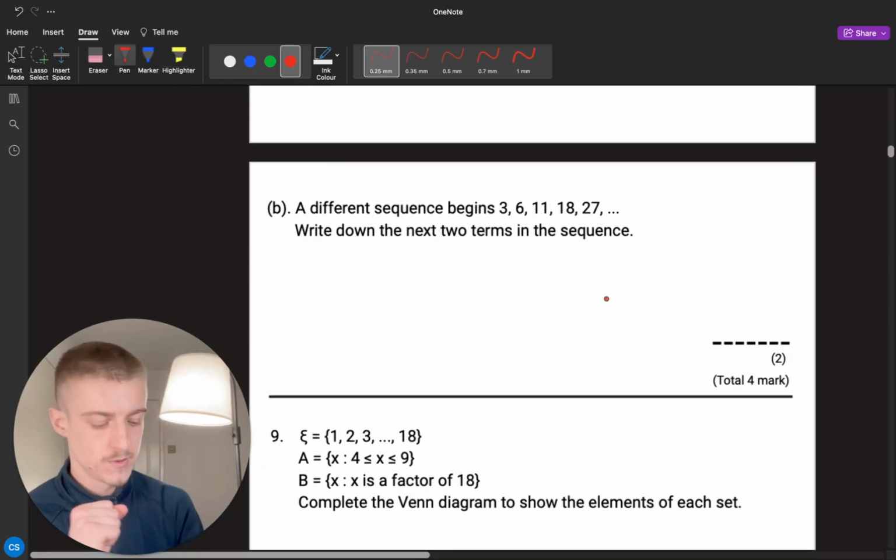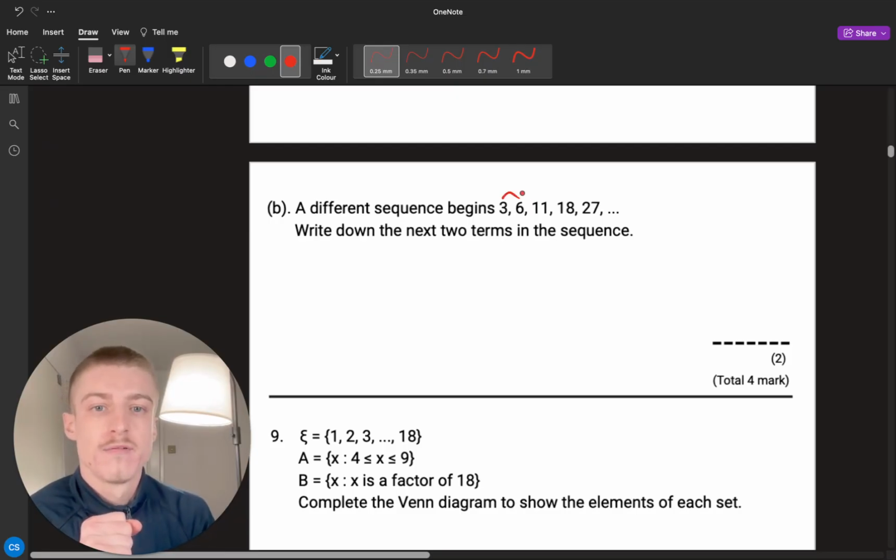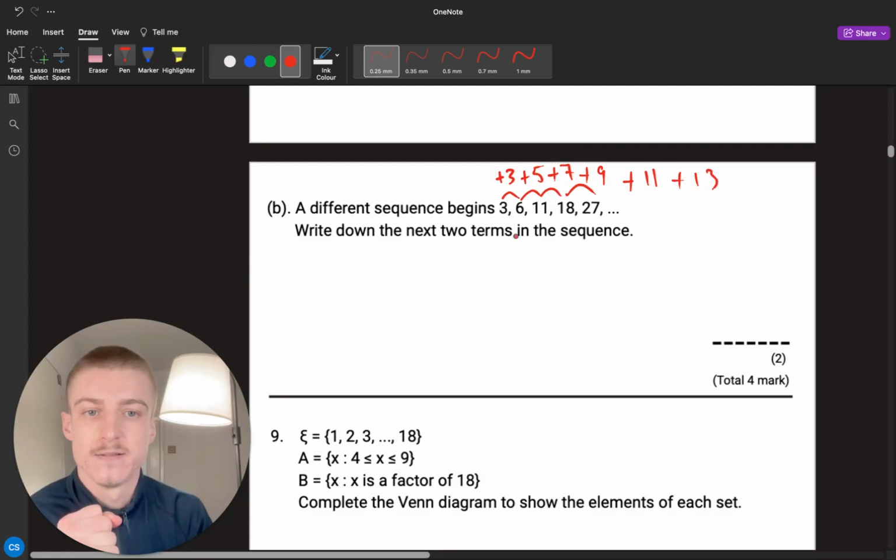So what is the difference between each term? 3 to 6, we're going to add 3. 6 to 11, we're adding 5. 11 to 18, we're adding 7. Then 18 to 27, we're adding 9. What is the difference between the differences? 3, 5, 7, and 9. Well, these are all odd numbers that are going up in 2s. Write down the next 2 terms in the sequence. Well, I think we're going to be adding 11 and then adding 13.